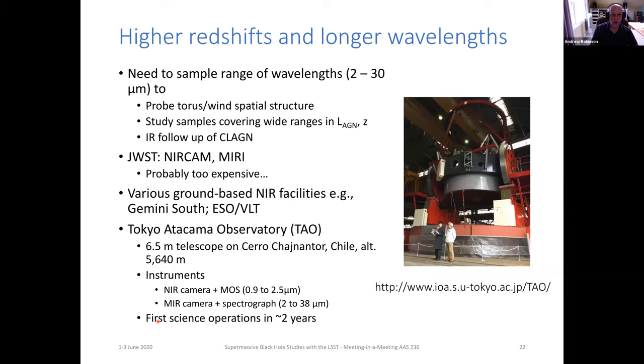But if you want to probe the torus or wind spatial structure, or study samples covering wide ranges in the AGN luminosity or redshift, or do infrared follow-up of changing look AGN, then we need to sample wider ranges of wavelengths. So the possibilities here include JWST, but that's probably going to be too expensive. There are various ground-based near-infrared facilities, but perhaps the most interesting prospect is the Tokyo Atacama Observatory, which is on a peak near Chajnantor. And that's under construction now. It's a 6.5-meter telescope, and it will have both near-infrared and mid-infrared capabilities, with the first science operations expected to be in about 2 years' time.